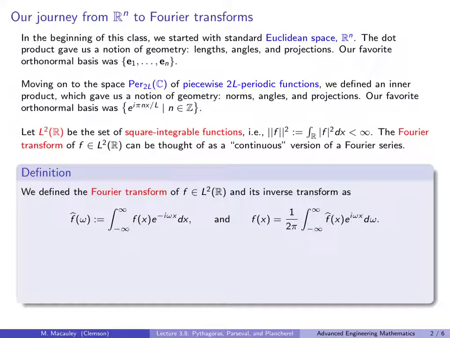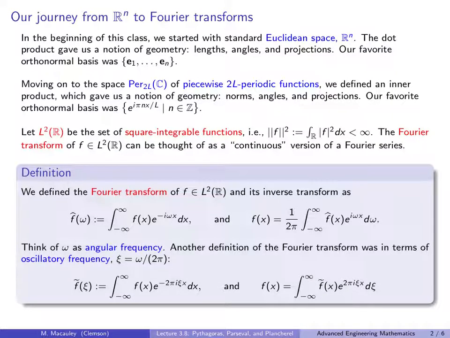So the way to think about this is you have a function f of t or of x, either one, and you apply this Fourier transform and you get a function f hat of omega of angular frequency, and then the inverse transform just brings you right back. So think of omega as angular frequency.